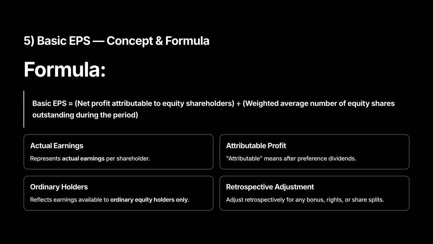5. Basic EPS. Concept and formula. The formula for basic EPS is simple. Basic EPS equals the net profit attributable to equity shareholders divided by the weighted average number of shares outstanding during the period. It represents the true earnings per existing share after paying preference dividends. We also adjust retrospectively for share splits, bonus issues, or rights issues to maintain comparability.